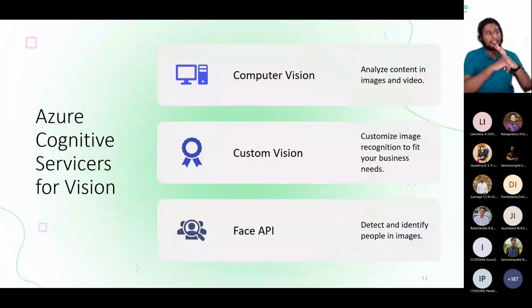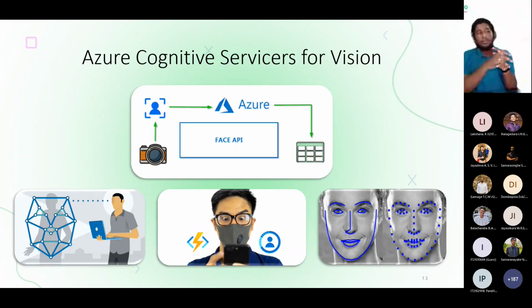Okay, let's move on to the custom vision. As I previously demonstrated, you have already experienced a bit of custom vision. Under this category, they are providing two main topics also. The first one is computer vision and the other one is the Face API. Today I'm going to talk about the Face API and how it works. This is how the Face API works in our application.